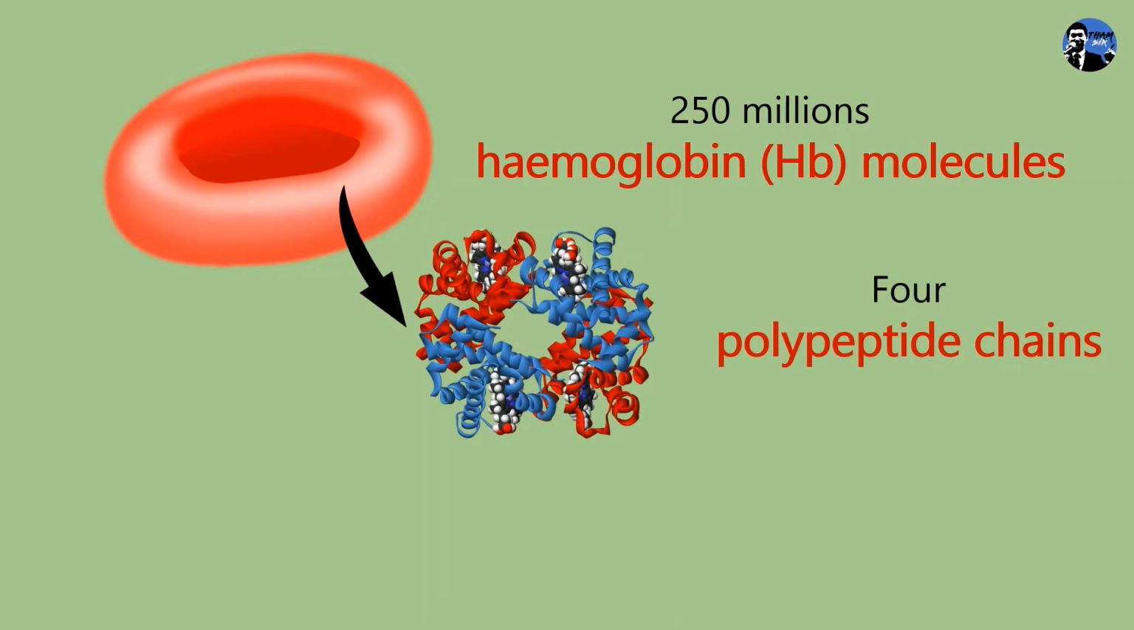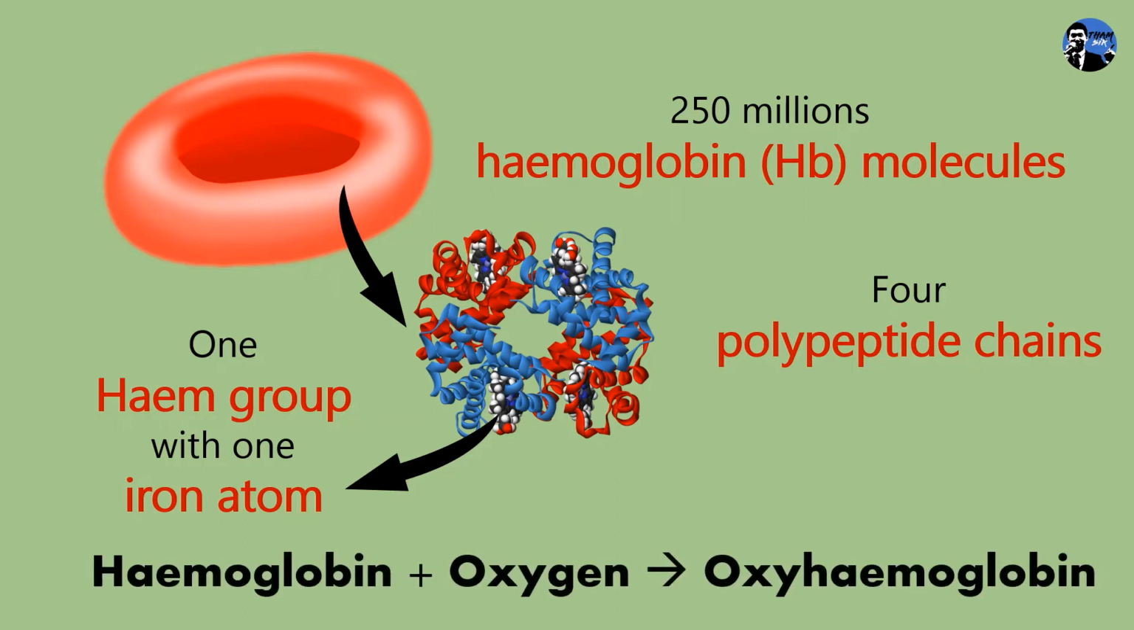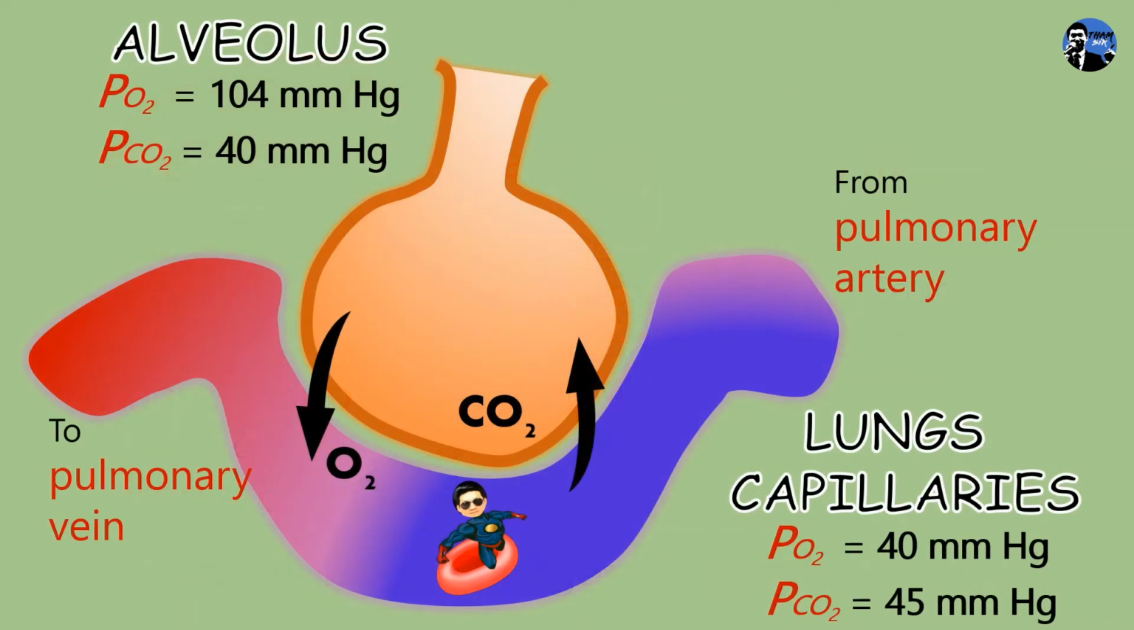Hemoglobin has high affinity for oxygen. In each polypeptide chain, there is one heme group with one iron atom attached on it. Iron atom is the binding site of oxygen molecule. Hemoglobin binds with oxygen to form oxyhemoglobin. Now, oxygenated blood leaves the lungs and returns to the heart through pulmonary vein.